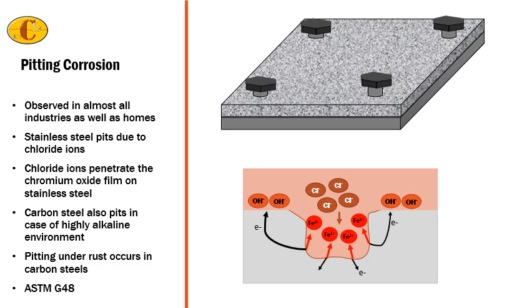Pitting corrosion is the next important type of corrosion because it is seen in the oil and gas industry to a very large extent. It is especially seen in components which have an oxide film on top. The most common material to undergo pitting corrosion is stainless steel. Other alloys such as nickel or chromium alloys will also undergo pitting. Carbon steel will also undergo pitting in highly alkaline environments, but I'll come to that in a bit.